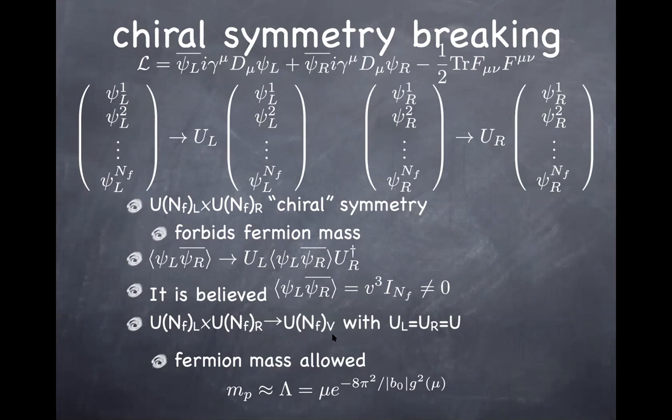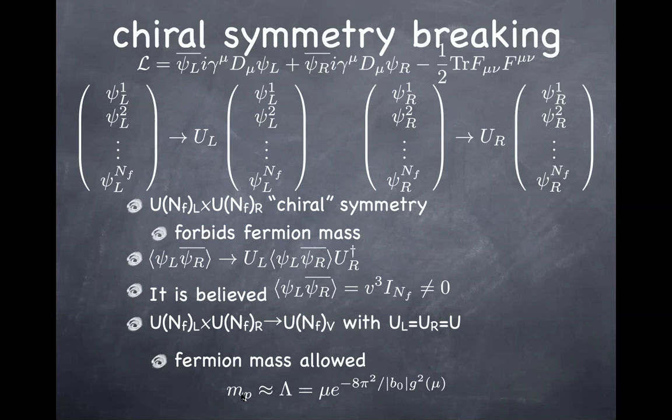And once this symmetry breaking occurs, because left and right now have to transform the same way, all of a sudden the mass of the fermion becomes allowed. And this is how we believe that the mass of the proton is actually generated in the theory of strong interaction. So again, as an approximation, we can take the up quark, down quark, and strange quark masses to be zero as a zeroth order approximation to the theory.